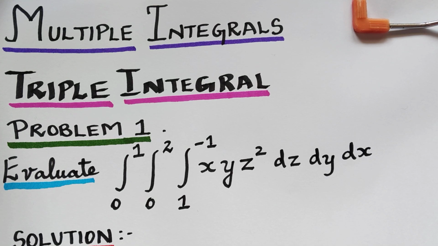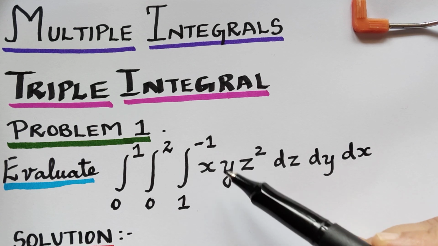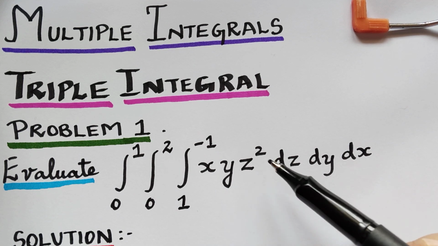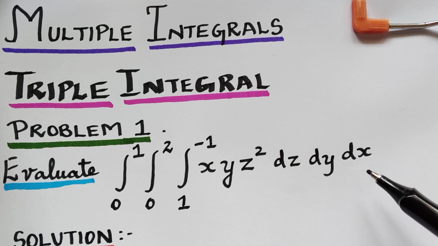Dear students, under the topic multiple integrals, previously we have learnt about double integrals. Now here in this video lecture, we are going to solve problems under triple integrals. The first question is to evaluate integral 0 to 1, integral 0 to 2 and integral 1 to minus 1 of xyz squared dz dy dx.